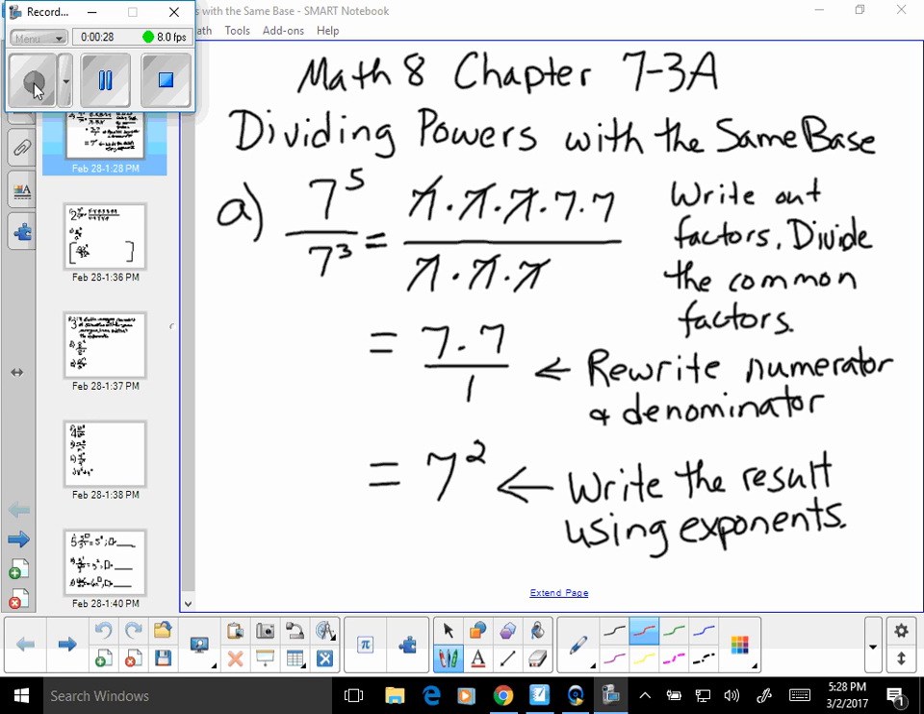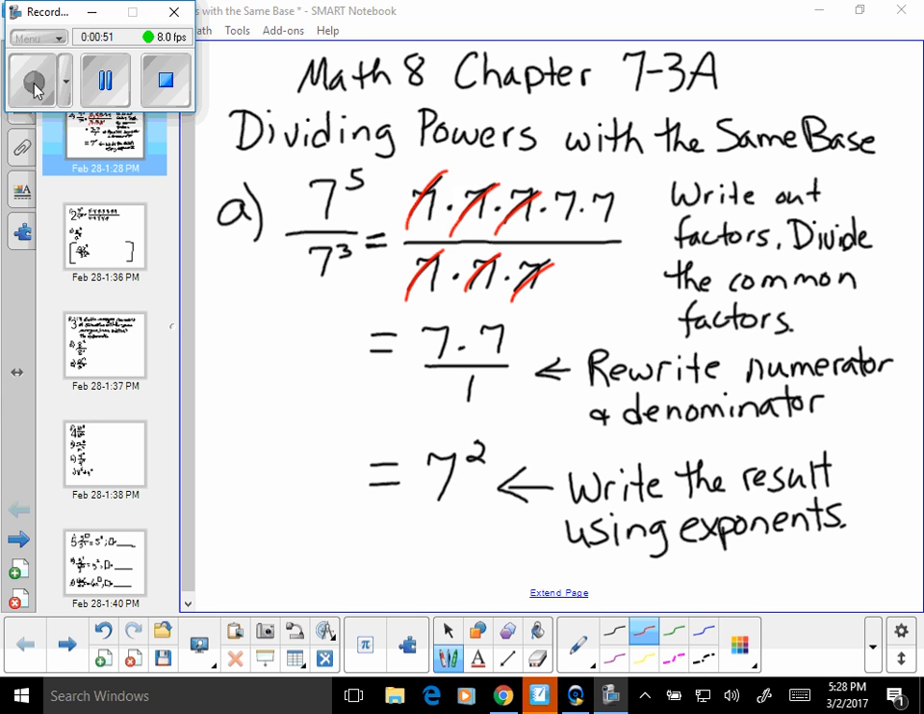One of the ways of doing this is to write out the factors. 7 to the 5th power is 7 times 7 times 7 times 7 times 7 over 7 times 7 times 7. We can divide out the common factors, which I have crossed out here. Now, what is left?